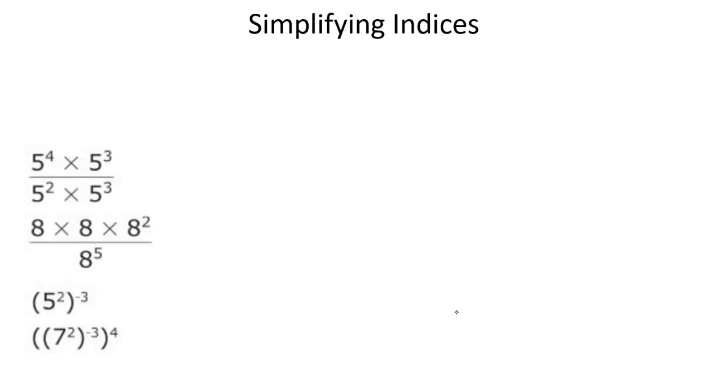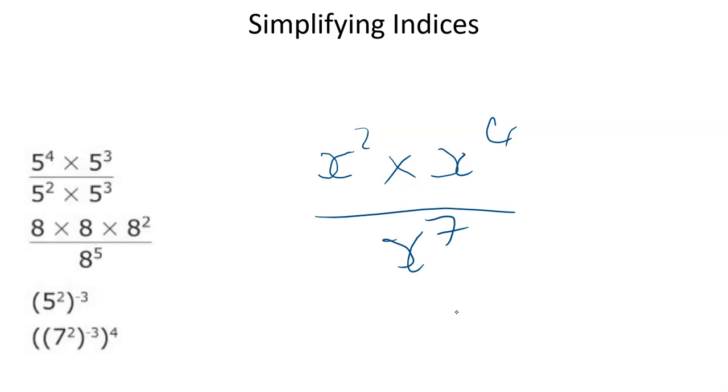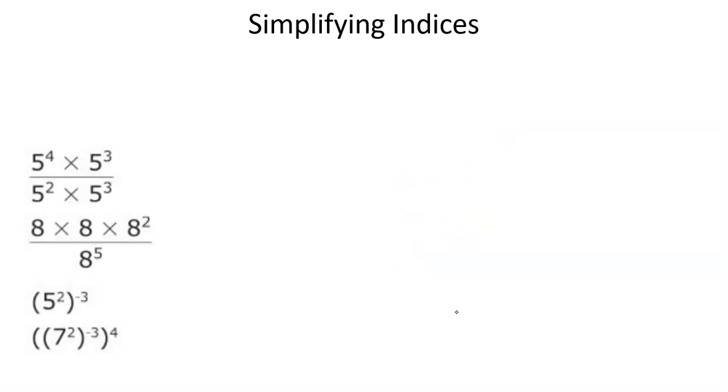Often what you also get are algebraic questions, like x squared times x to the 4 over x to the 7 or something like that. And of course you can't work that out as a numerical answer, because you don't know what x is, so you can only simplify it. I think I've addressed that in a different video. So when you've got these, just read the question very, very carefully. Does it want the actual answer, or does it want the simplified 5 to the power of something? Anyway, let's have a look at how it works.